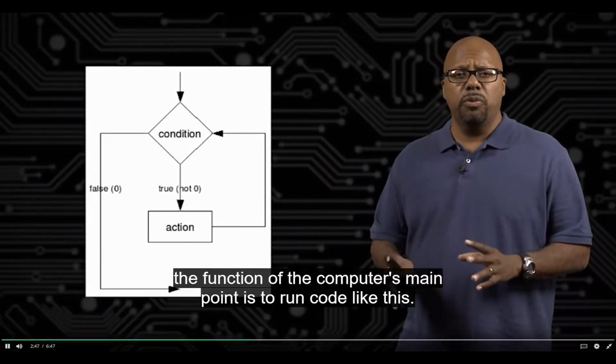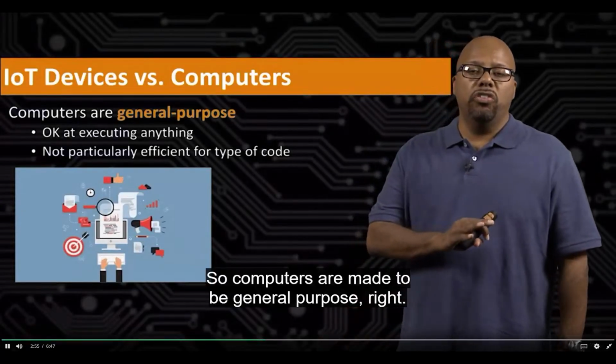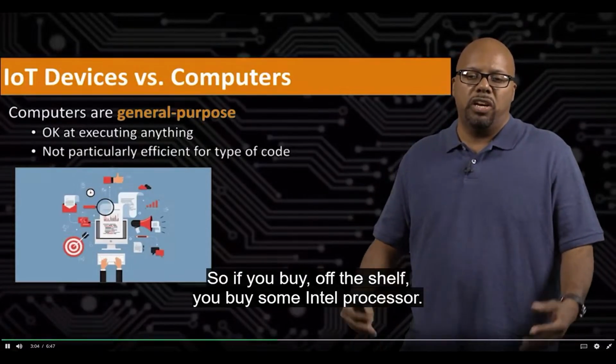But right now, the function of a computer, its main point is to run code like this. IoT devices, on the other hand, they don't. So computers are made to be general purpose, right? They're made to run any kind of code. So if you buy off the shelf, you buy some Intel processor. I see a Mac in front of me.